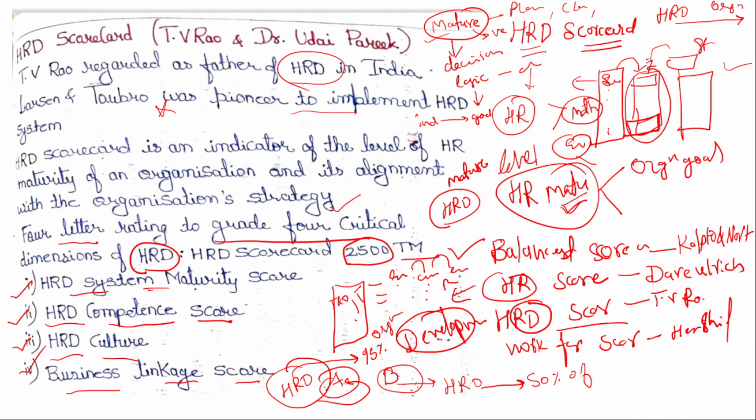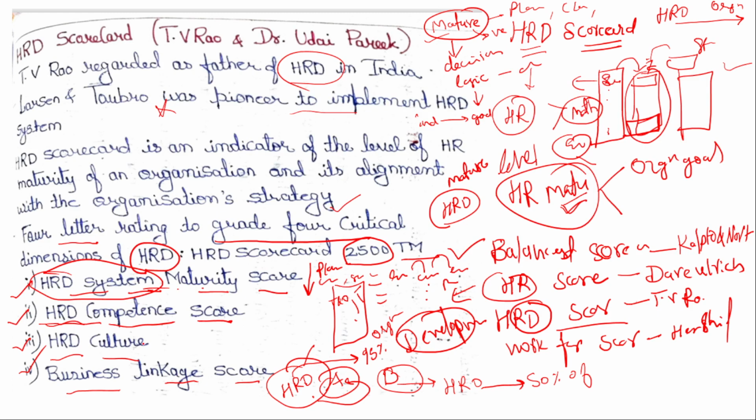Now, what is the HRD System Maturity Score? As I gave you the example of A and B, whatever mechanism or instrument is being used by the organization, if it is able to achieve the goals, then it is said to be mature. An organization is said to have a matured HRD system if it has a planned system of human resource development. It is using mechanisms or instruments like career planning, succession planning, career development, performance management appraisal, quality circle, quality management, and so on.